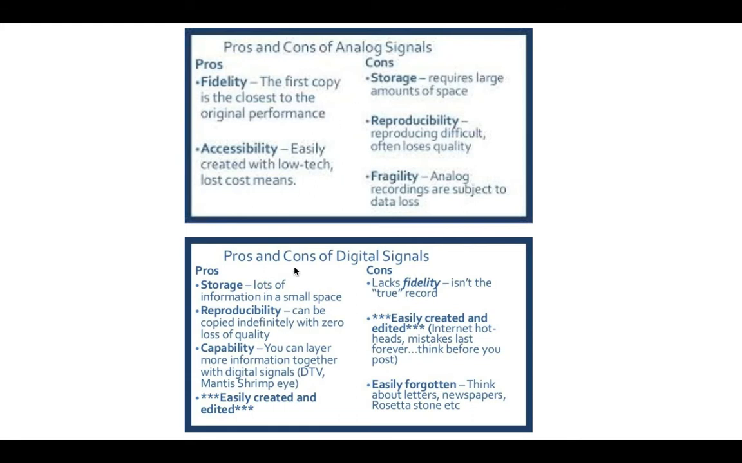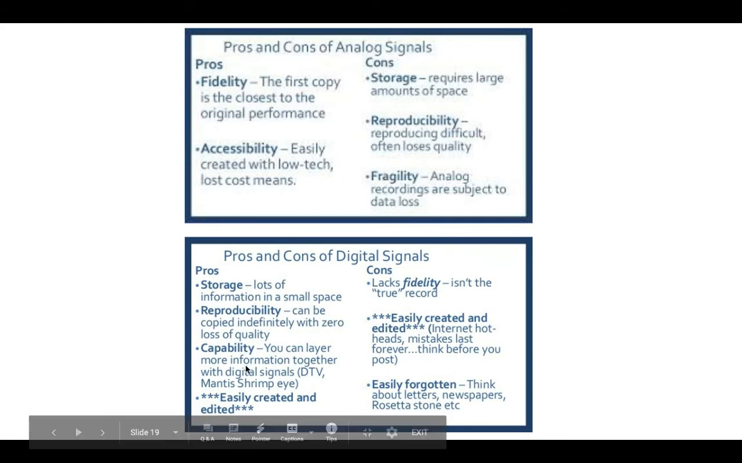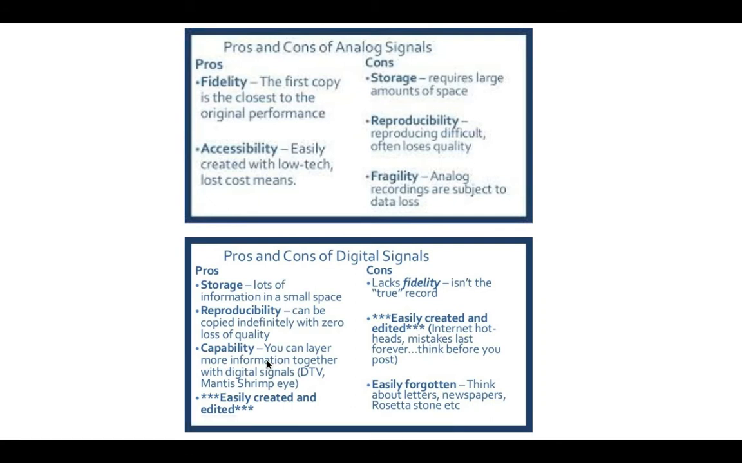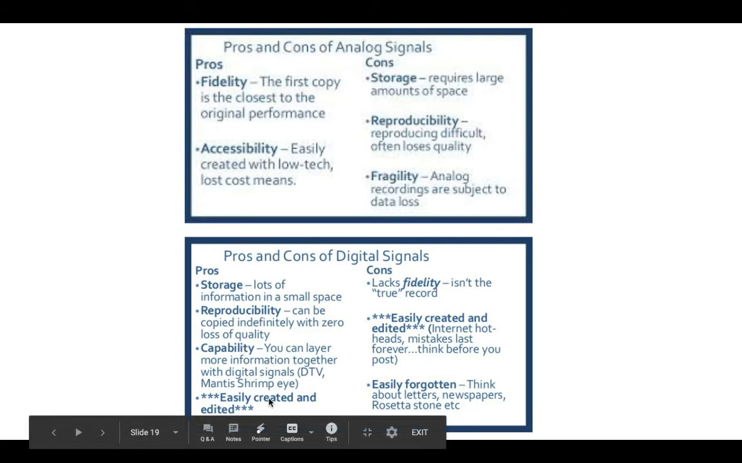Digital signals, pros, you can store a lot of information in a small space. MP3s, you can reduce it each time with zero loss of quality. So once you've made it from analog to digital, you can take that digital recording and you can reproduce it as much as you want. You can layer more information together so that you can have overlap. It's easily created and edited.